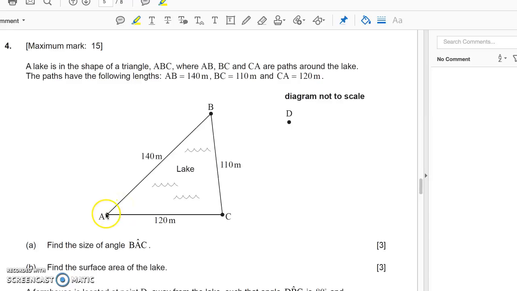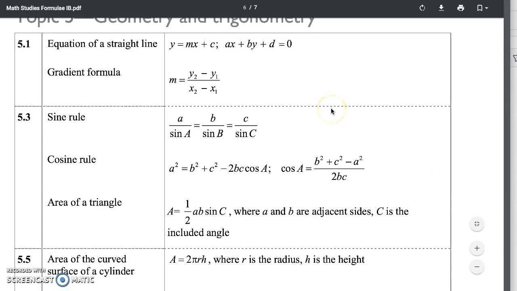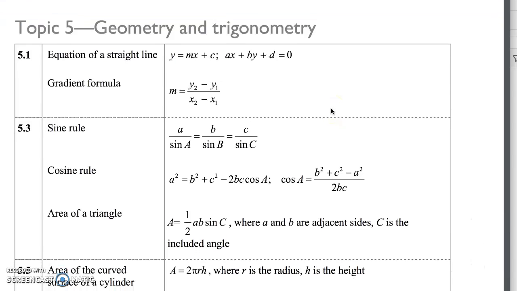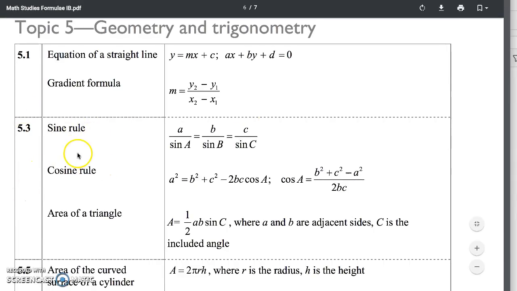Well, I can see from the diagram that I don't have any right triangle. There is no right angle here. It's a normal, general triangle. What does this mean? Well, if I look at the formula booklet about geometry and trigonometry, I need to keep in mind that I cannot use any trigonometric ratio because there is no right angle. I need to use general rules like the sine rule, the cosine rule, the ones I have here.